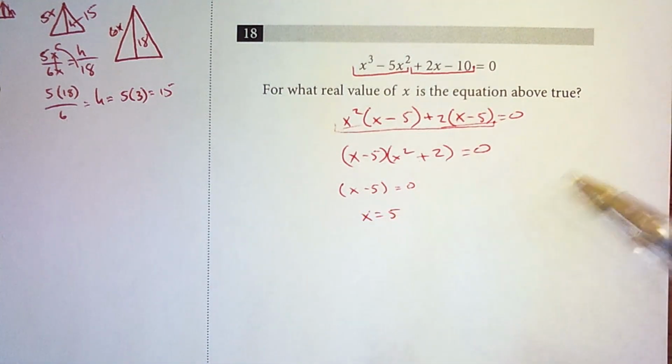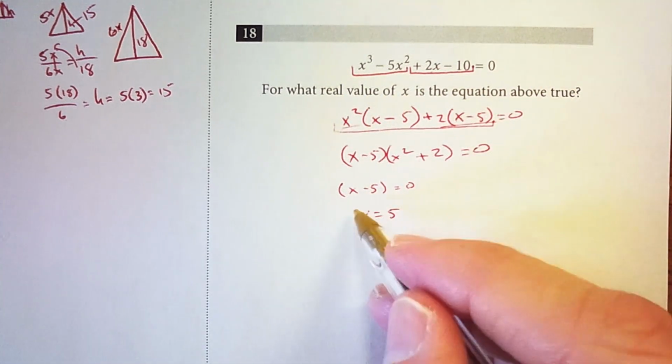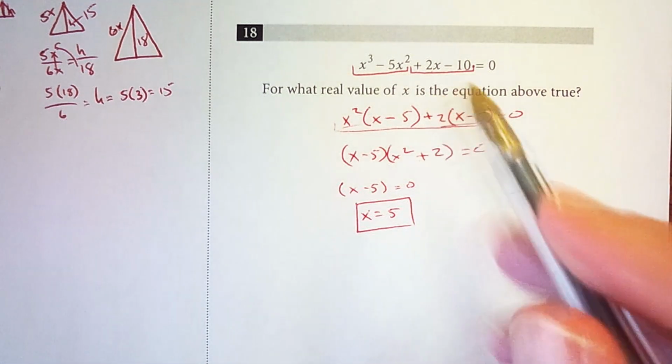And that is a real solution. It says there's only going to be one real solution. So at this point, I can take that as my answer and move on. Now I'm going to show you why there's only one real solution.